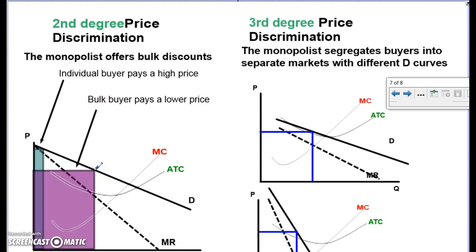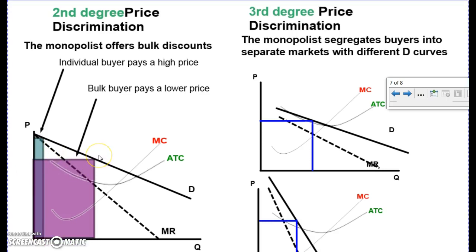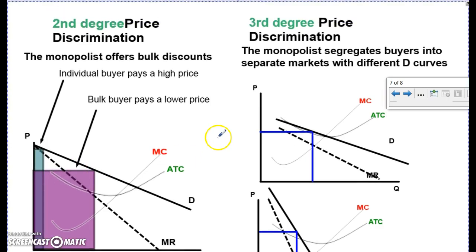So what this monopolist does is they have one price up here for the individual purchaser and one price down here for the bulk purchaser. And that way they're able to hit two different markets without having to lower this price for the individual. So, we'll charge you $2 for one roll of paper towels, or we'll charge you $20 for 15 rolls of paper towels. And that incentivizes people who are willing to buy in bulk and take on the storage costs.